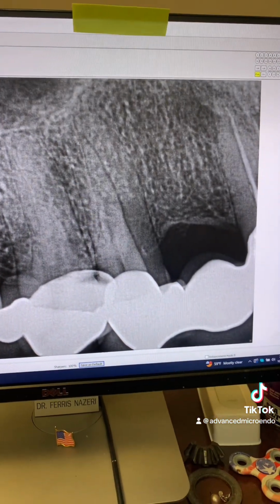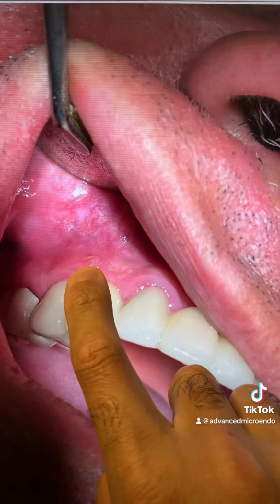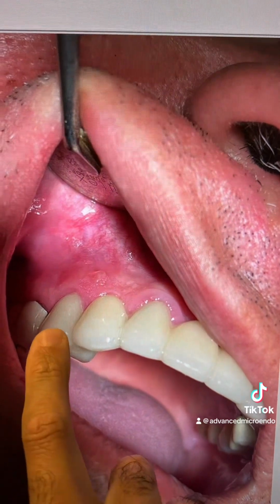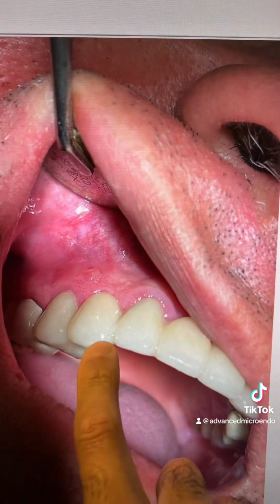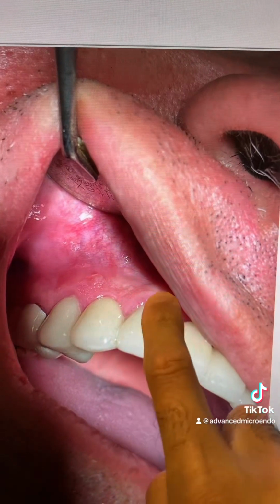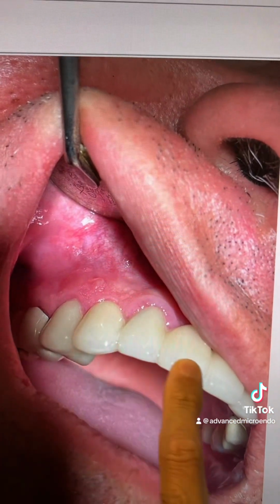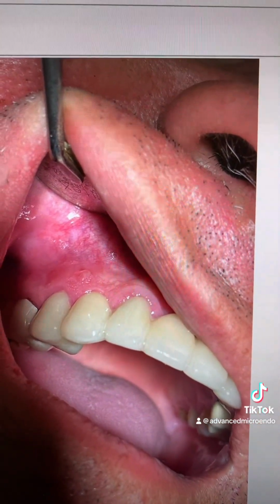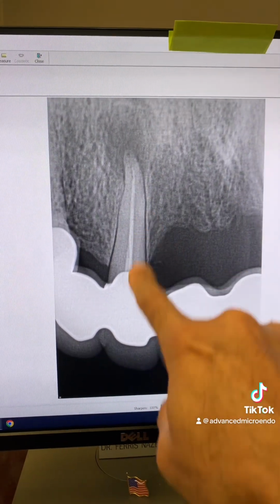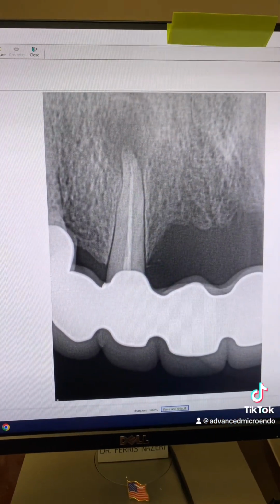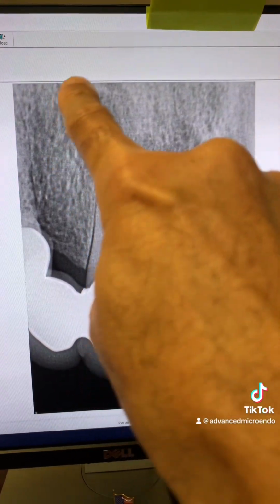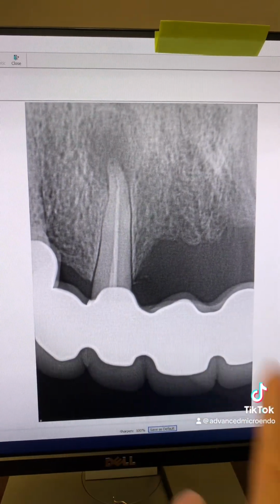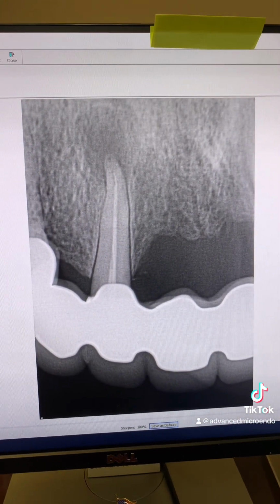So that's tooth number 5. And there was also a sinus tract associated with the tooth right there, as you can see. That's tooth number 5 right there. 6 is a pontic, and then 7 I'll show you in a second, and that's an 8-unit bridge. So the sinus tract right there. And this is tooth number 7. According to the patient, this root canal was done a few years ago, and you can see a large periapical lucency right there.